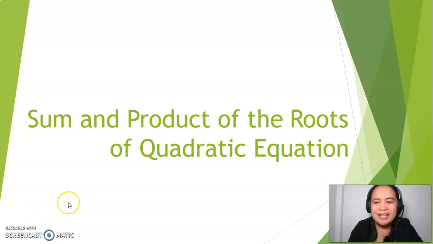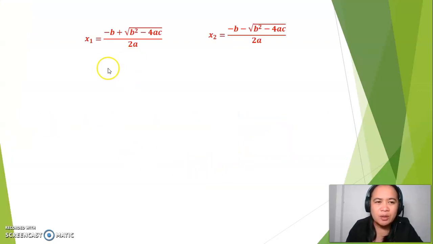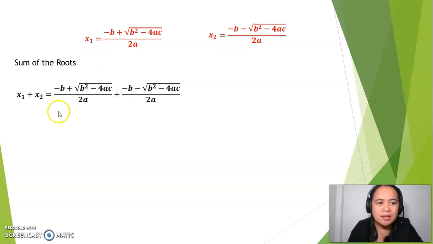Hello everyone. In this video, we will learn how to find the sum and product of the roots of quadratic equations. Now take note, the roots of a quadratic are defined as negative b plus square root of b squared minus 4ac over 2a, and the other one is negative b minus the square root of b squared minus 4ac over 2a. Now, if we are asked to find the sum of these roots, we will simply add these two.